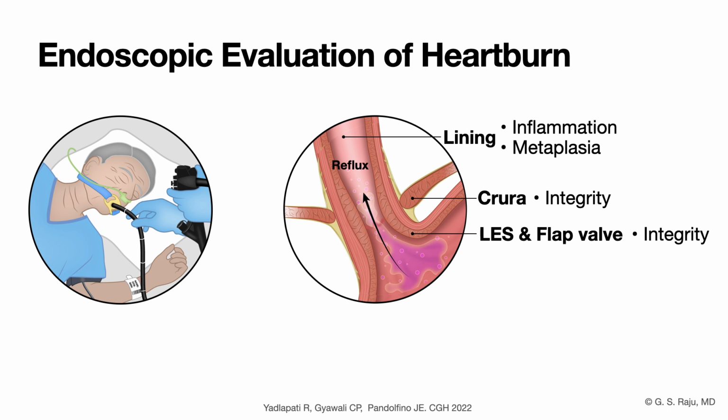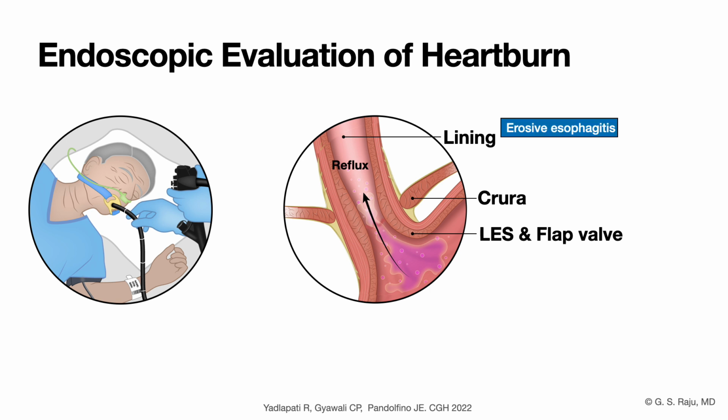When it comes to the lining, you are commenting whether the lining is completely normal or the patient has developed erosions or erosive esophagitis. And you also comment whether there is a metaplastic change, which is defined as Barrett's esophagus, if the biopsies show intestinal metaplastic change.